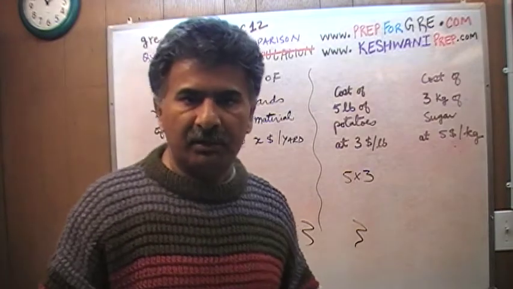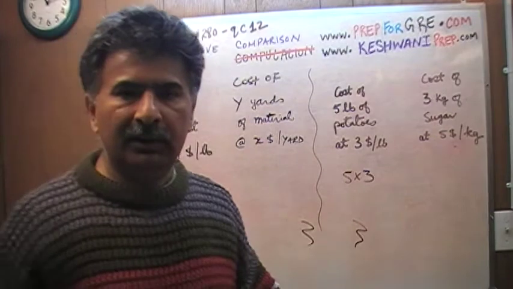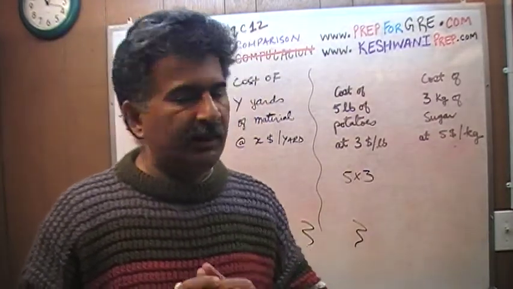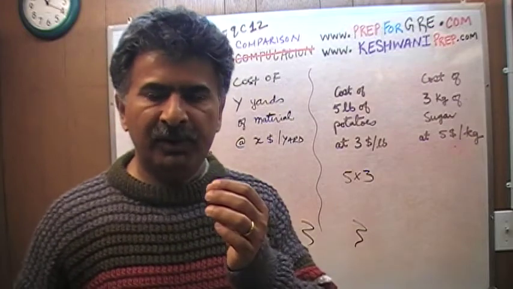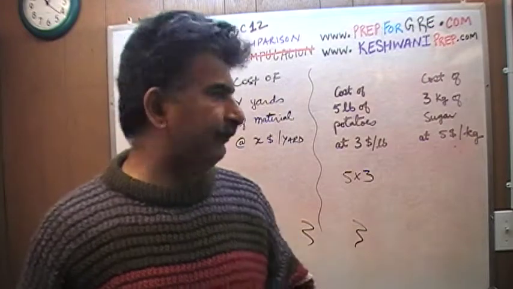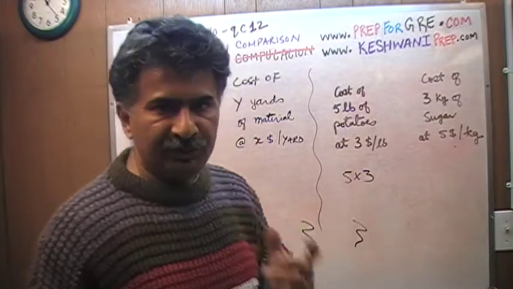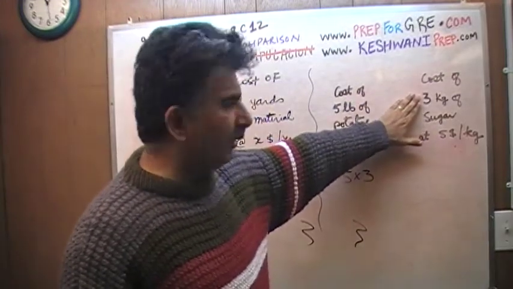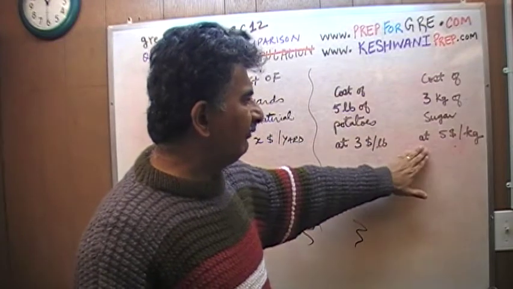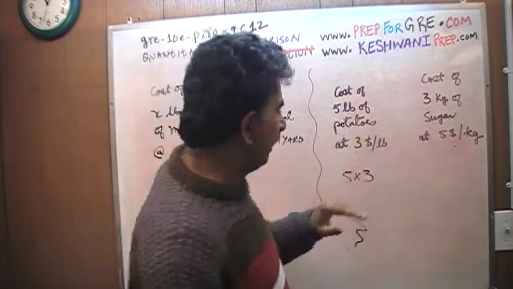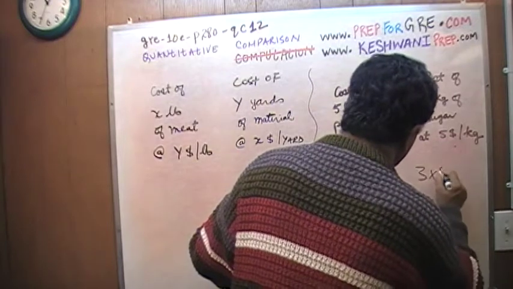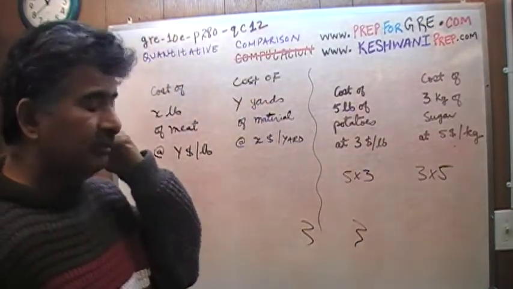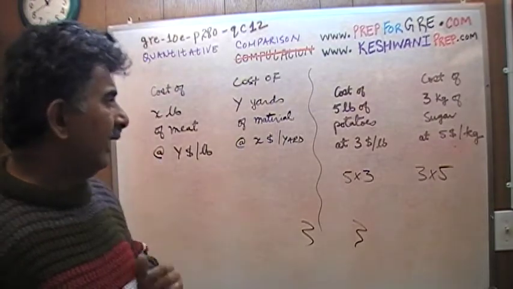Whether I'm buying sugar or potato or coal or widgets, or whether I'm buying it in terms of yards or pounds or kilogram, it makes no difference. I'm simply asking you to compare the amount of money that is going to change hands here. The cost of 3 kilogram of sugar at $5 per kilo. But 3 kilogram of sugar at $5 per kilo is just $15. That's all. That's how simple it is. I don't know what else to say here.